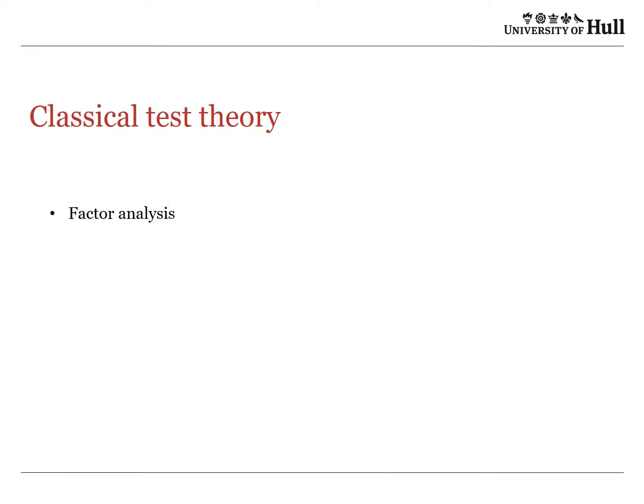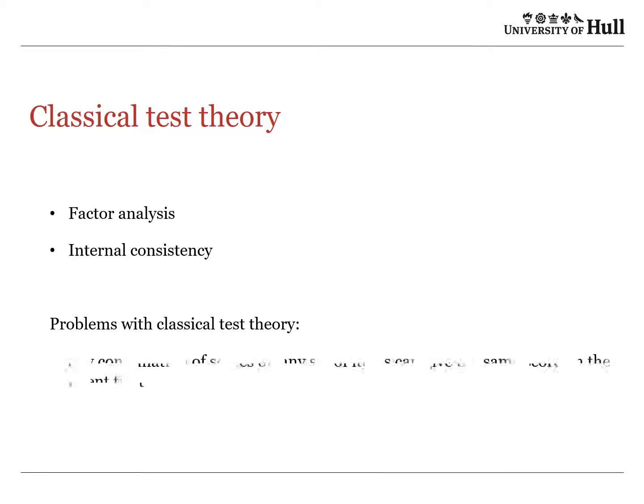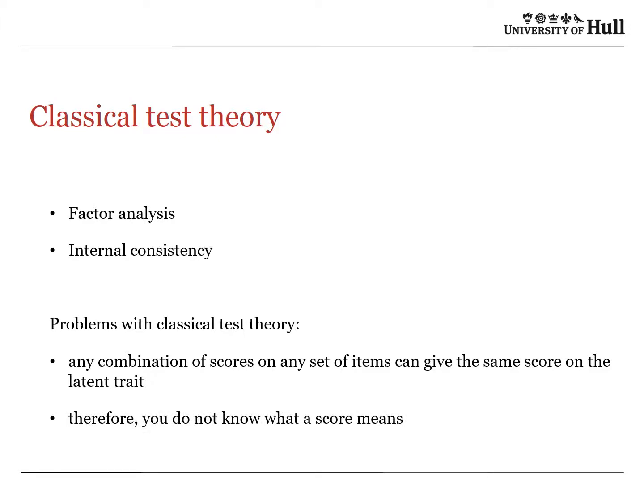So classical test theory includes factor analysis and internal consistency. There are some problems with classical test theory, despite its usefulness and its wide application. One of the problems is that any combination of scores on any set of items can give the same score on the latent trait. Therefore, you don't know what a score actually means, and I'm going to demonstrate this towards the end of the session.